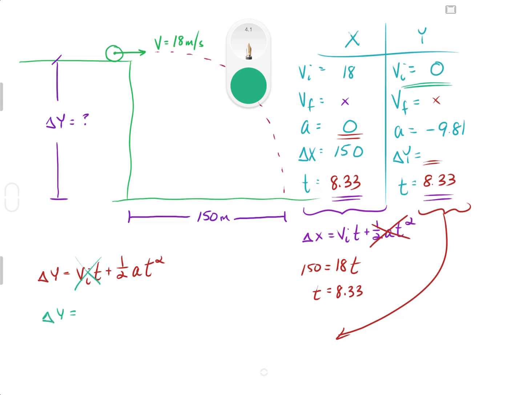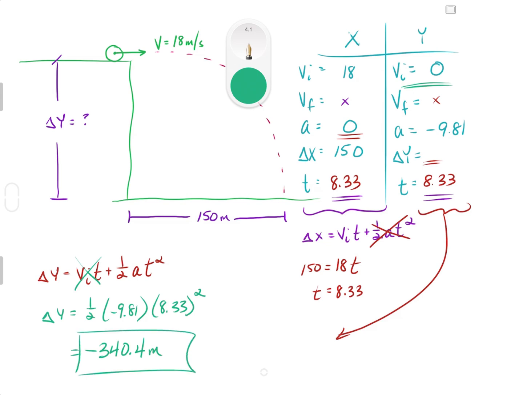So delta y equals 1/2 times negative 9.81, and we know my time is 8.33 seconds, and I square that. If I plug all of that in, we've got 1/2 times negative 9.81 times 8.33 squared. And that gets me 340.4 meters negative, because that's the displacement. So the height of that cliff is 340.4 meters, or we can say the ball drops 340.4 meters.